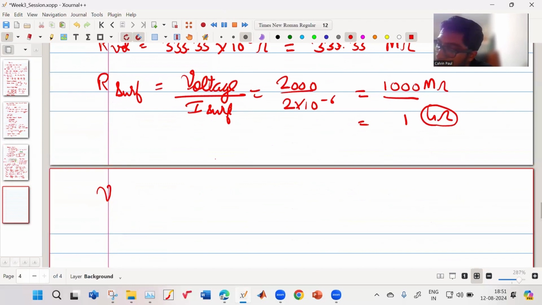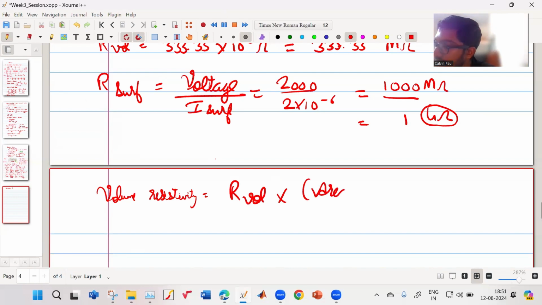So your volume resistivity is your volume resistance into the cross-sectional area divided by the current path length.